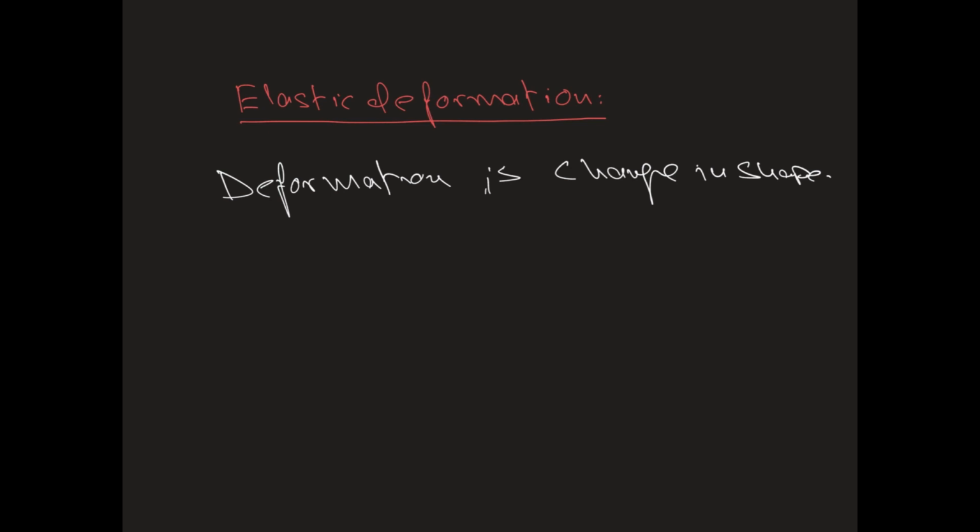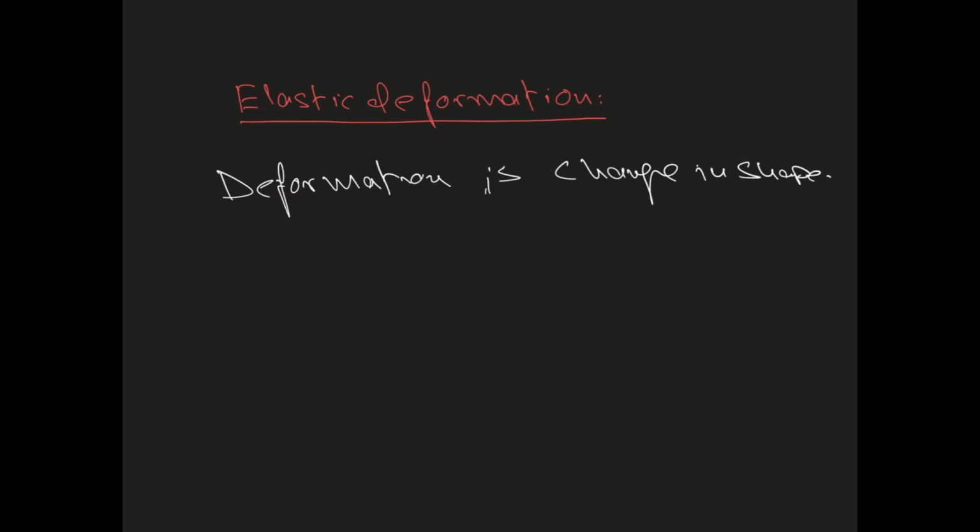Now, sometimes some objects have the tendency that when you apply the force, they change the shape, and after the removal of the force, they return back to the same shape. If this happens, this type of deformation is called elastic deformation.